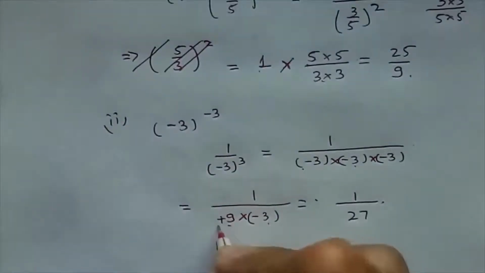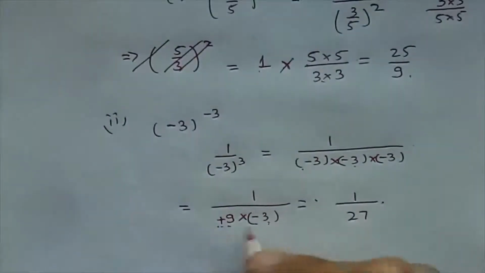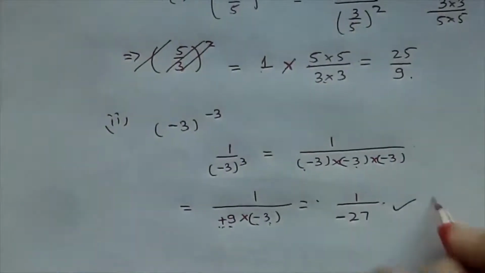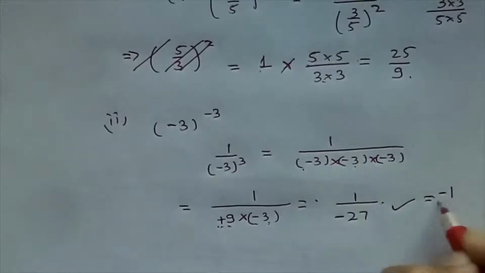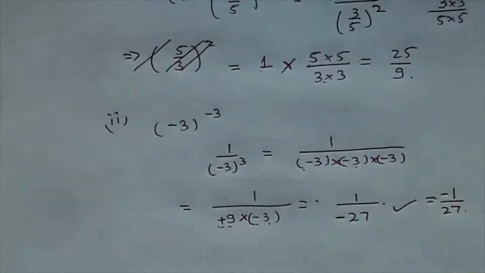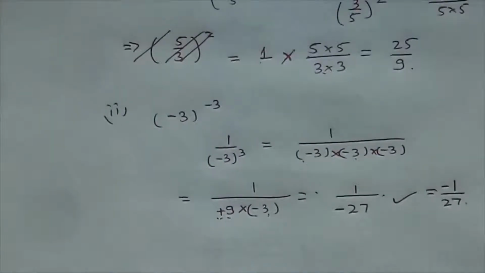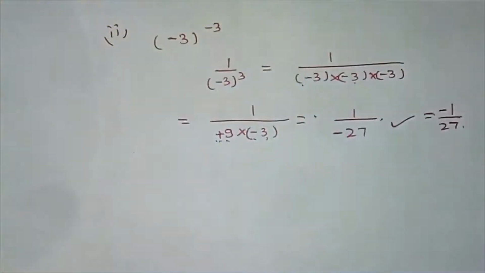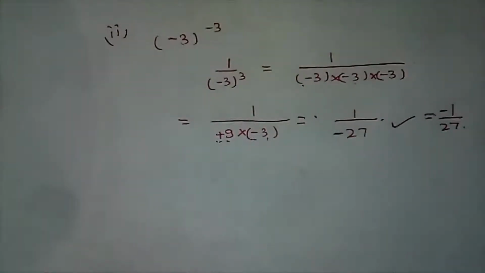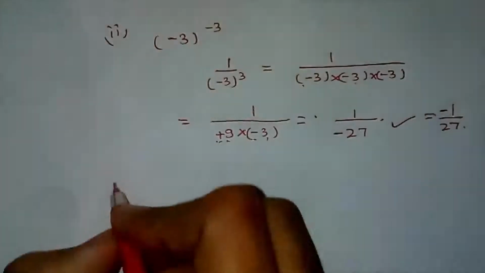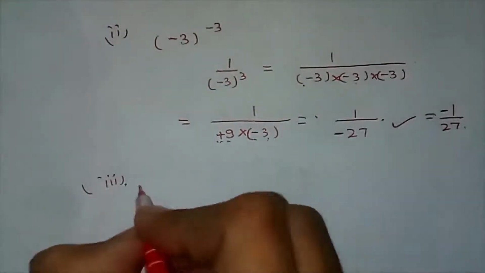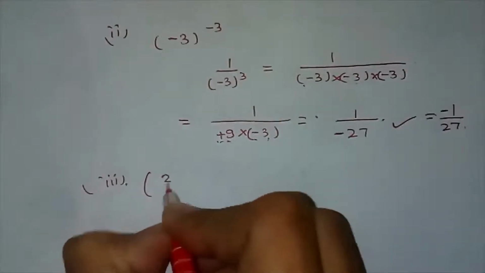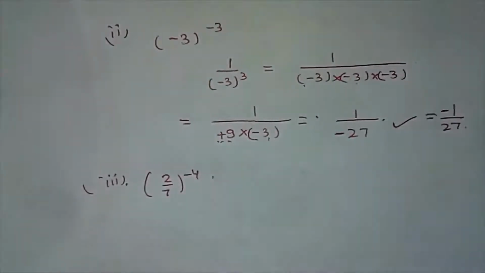Here it's plus 9 and it's minus 3, but in multiplication plus times minus is equal to minus. So the answer is 1 upon minus 27 or minus 1 upon 27. You can write it like this. So now moving to the third part of this question. The third part says (2/7) to the power minus 4.